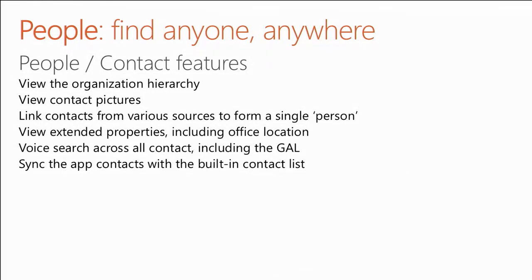We have the ability to pull in, just like in OWA and Outlook, information from LinkedIn, from other social networks, and show you a consolidated view of that information. There's my office location, the extended properties. Our search can be not only of the local contacts, but also of the GAL. And then you have the option to choose whether you sync your contacts with the built-in contact list or not. That's often a decision about whether you're comfortable having your business contacts down on the device. And we'll talk a little bit later how, from a policy perspective, you can control whether you want to allow that within your organization.